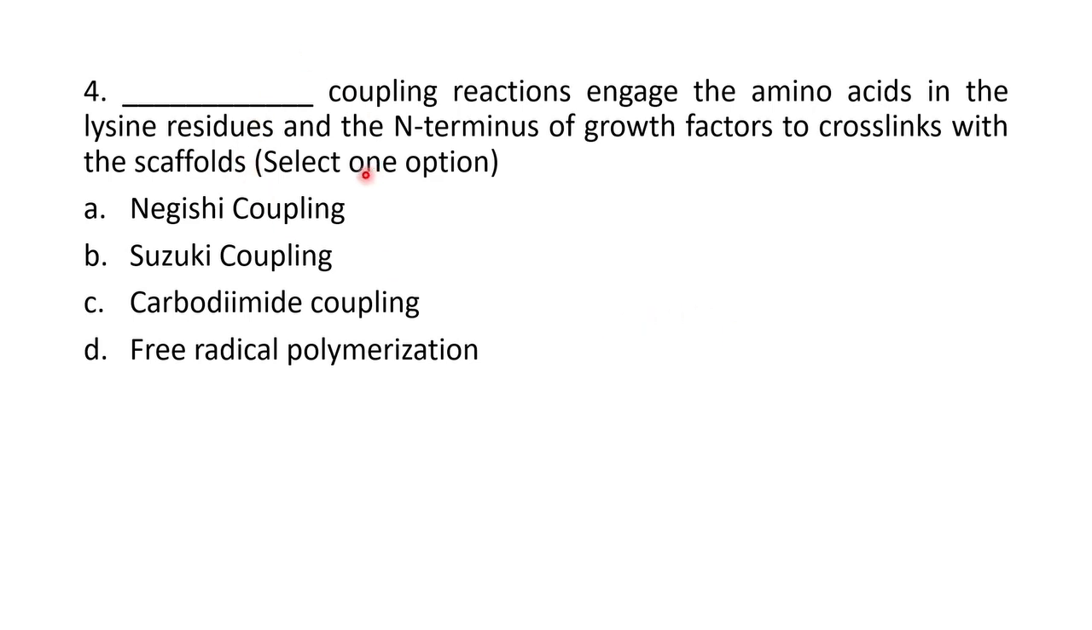So what basically happens here is that there will be many growth factors or ligands in the scaffolds that are used to attach the cells that are seeded on the scaffolds. So this carbonamide coupling is specifically between a carboxyl group and an amine group. So the answer is option C.